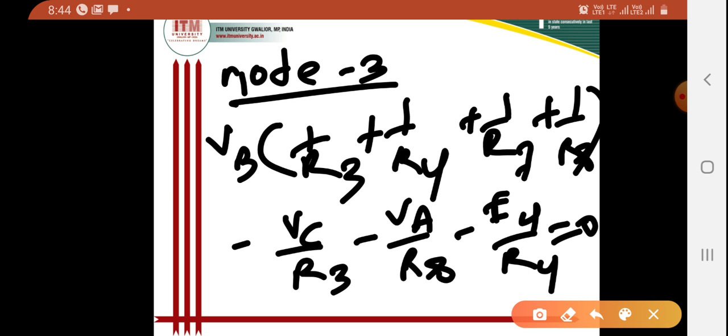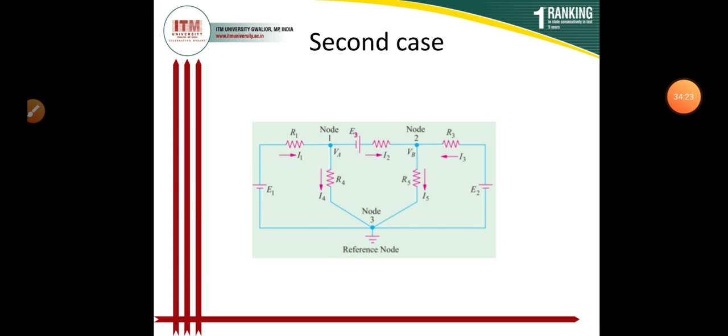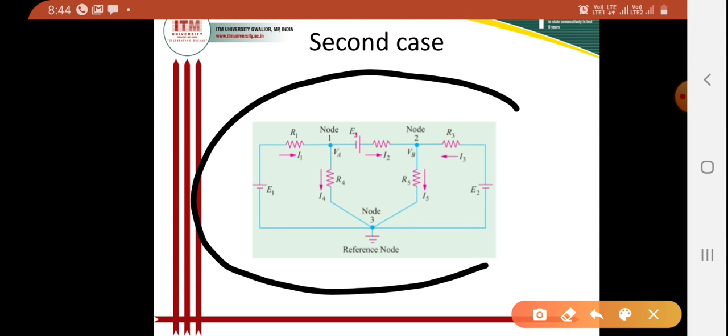Now coming to the second case. The first case is over now. Now I am coming to the second case for the nodal analysis method. For the second case, consider this figure.